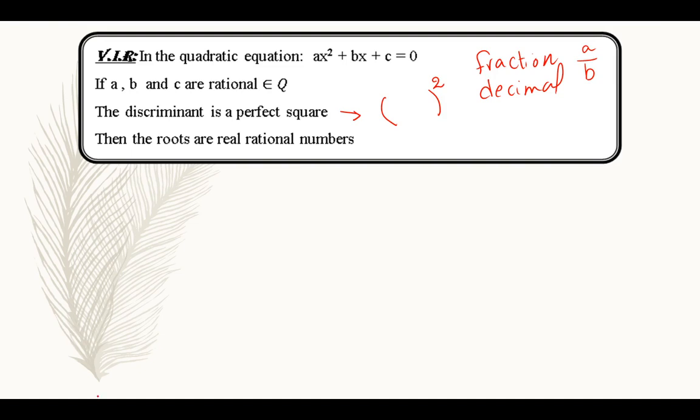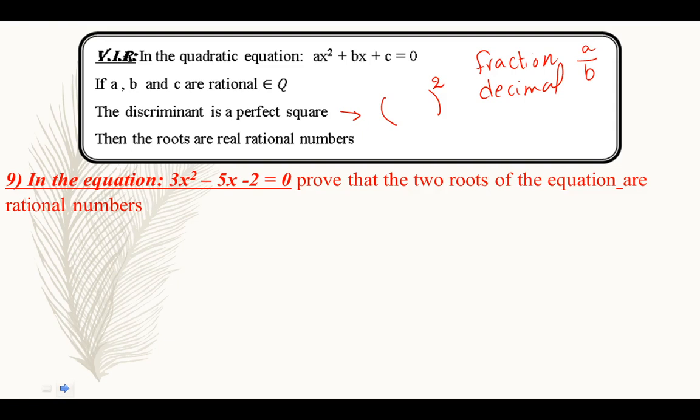Okay? Let's take another example. In the equation 3x² − 5x − 2 = 0, prove that the two roots of the equation are rational numbers. Here, to prove that the two roots of the quadratic equation are rational numbers, you have to satisfy two conditions. The first condition is that a, b, and c belong to the rational numbers Q, and the discriminant is a perfect square.